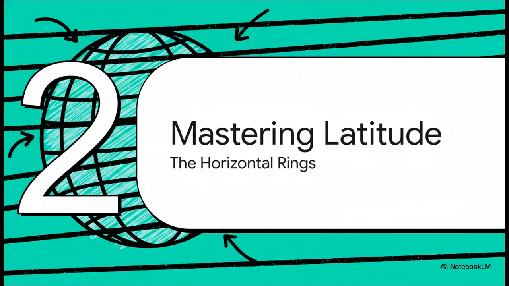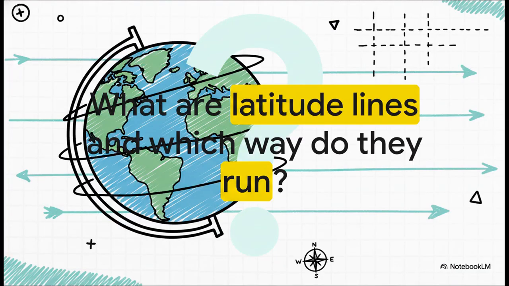Moving right along to Zone 2, mastering latitude lines, the horizontal rings. Here is your next challenge. Question 30. What are lines of latitude, which are sometimes called parallel lines, and in which direction do they run? Close your eyes and visualize a globe right now. Which way are these specific lines traveling?